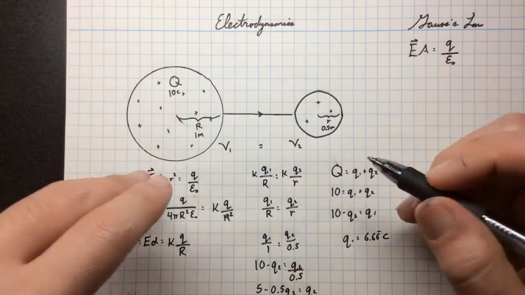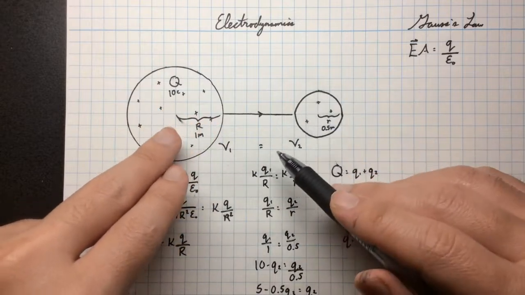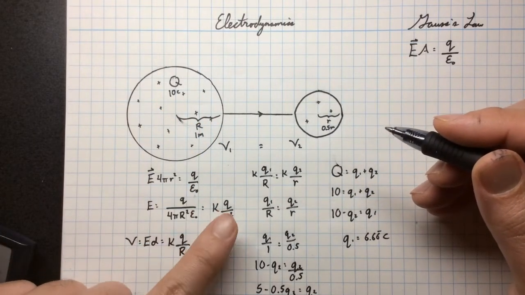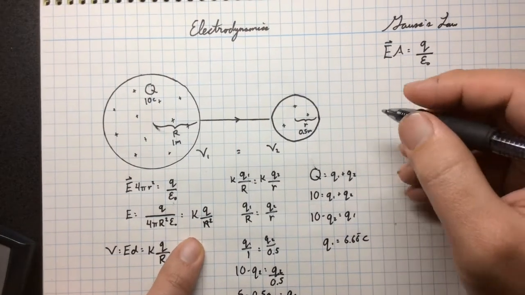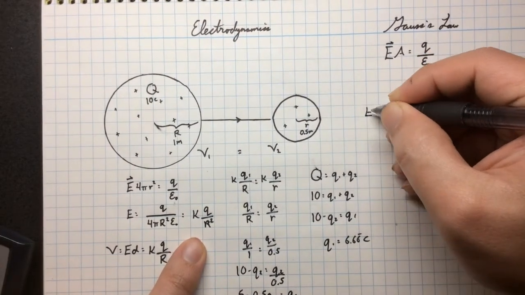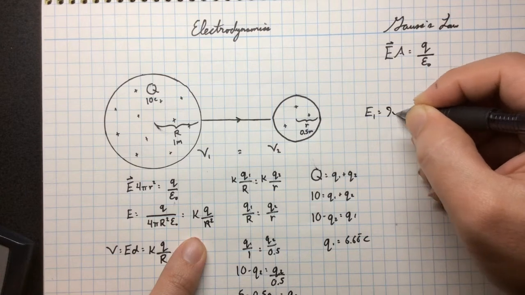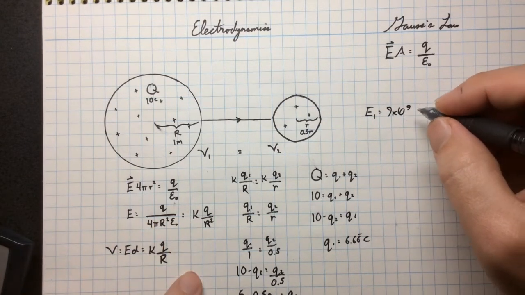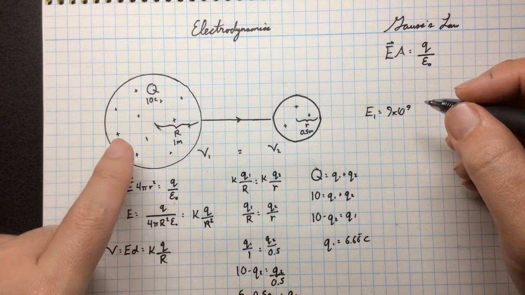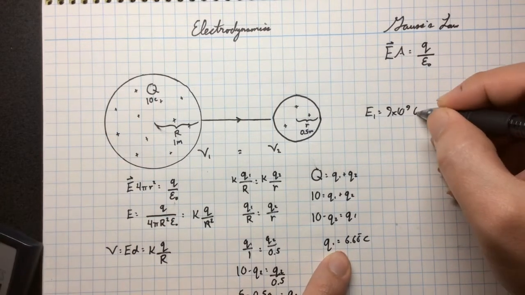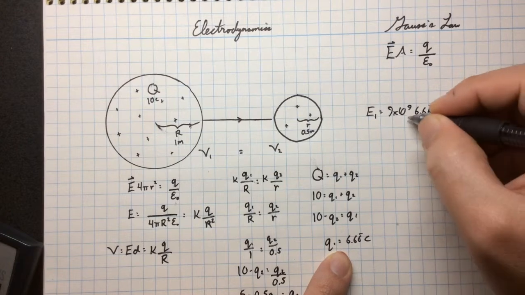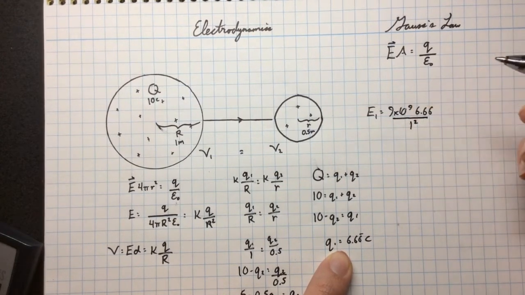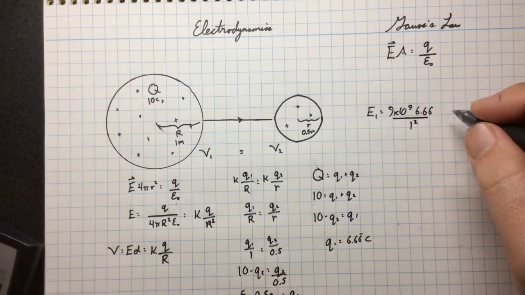And the answer, considering that we did connect them and they're at the same voltage, would be found by looking at our electric field equation. So let's look at our electric field equation. We're going to say the electric field for the left one is going to be 9 times 10 to the 9th, that's the K value, times Q1, 6.66 coulombs of charge, divided by the radius, which is 1, and we're going to square it. So that's KQ over R squared.